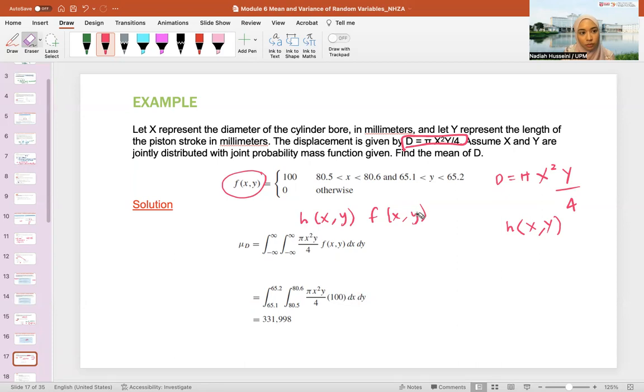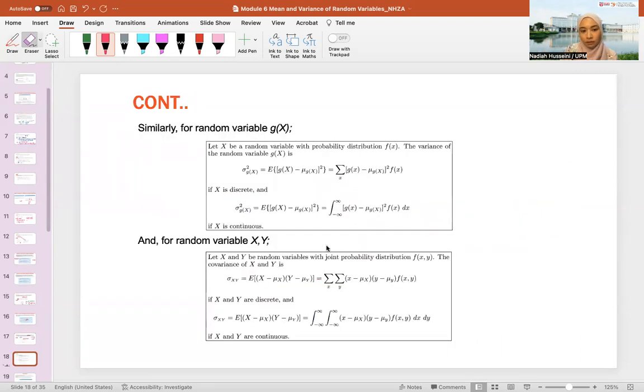It looks quite simple, right? Except that it's joint, so just keep that in mind. You have two integrations to do compared to the previous one, which was only one. And of course, we have variance if we have mean for a jointly distributed probability mass function.